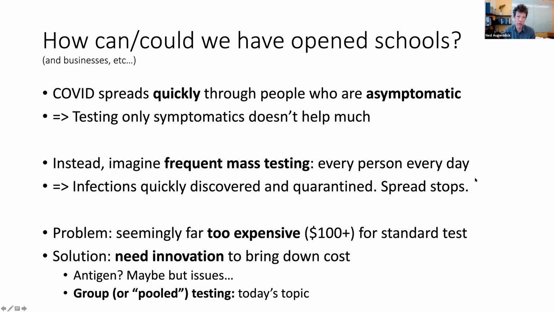Some of you might have heard of what are called rapid antigen tests, which was a possibility. We can talk about that in the Q&A if you want. But those have issues of too many false positives and negatives. And so we started focusing on something different, which is called group or pooled testing. And that's the thing we're going to talk about today.